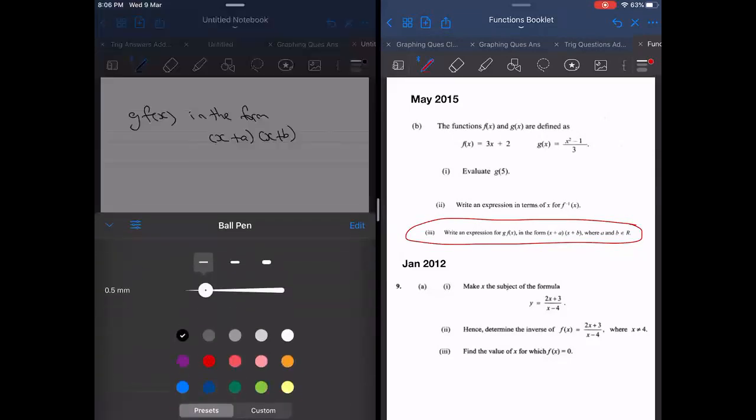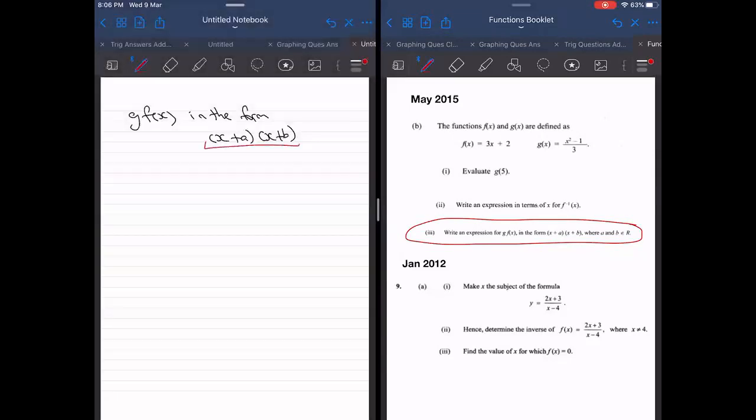So when you see this, when it's in this form, they're asking you to write it in the form of a factorized quadratic equation, right? So whenever you see (x plus a)(x plus b), you should be thinking, what's at the end after b?